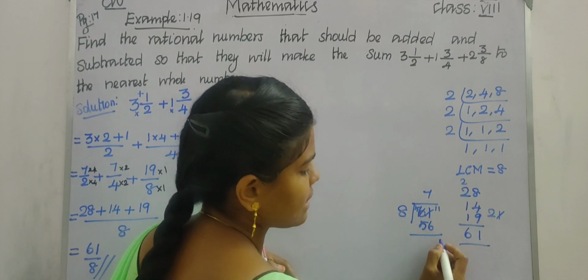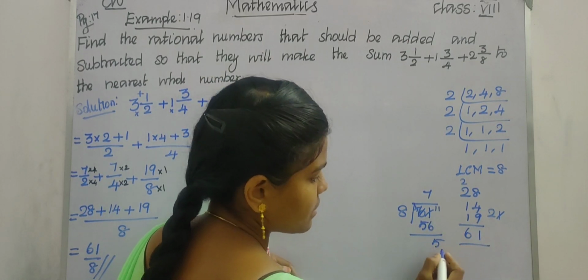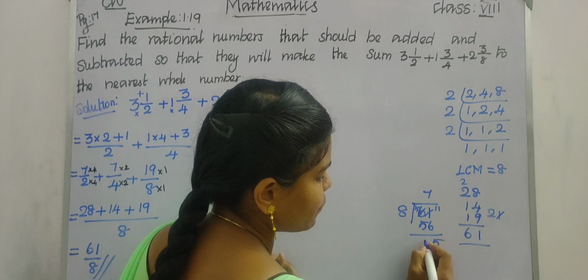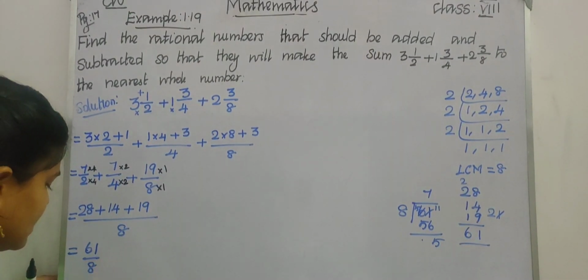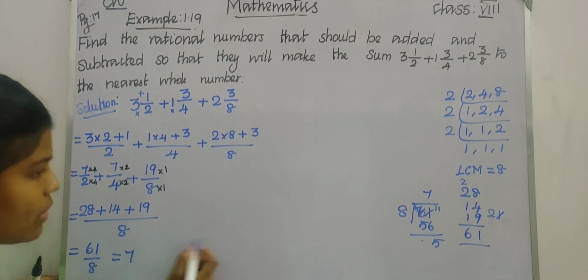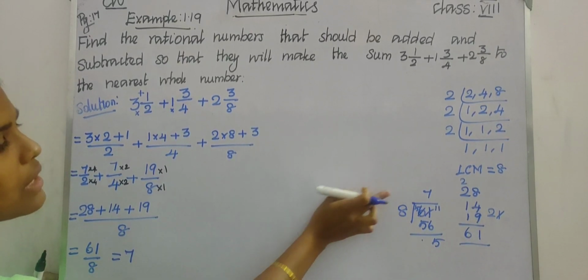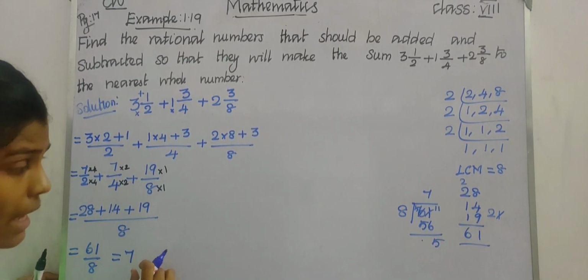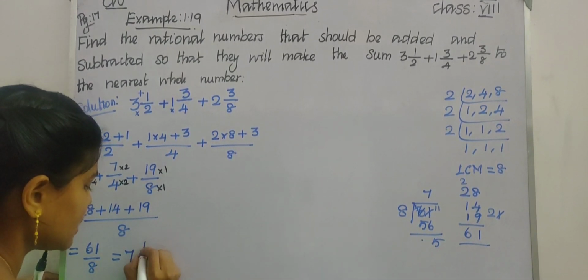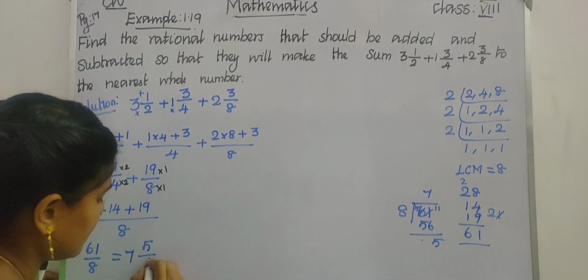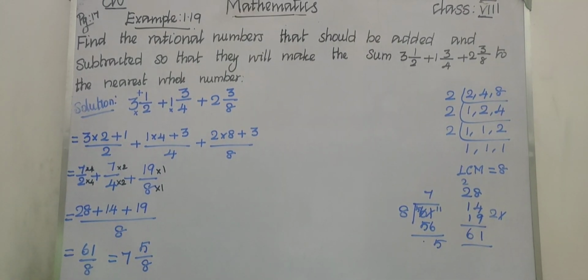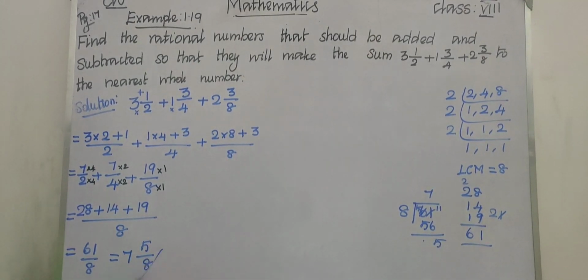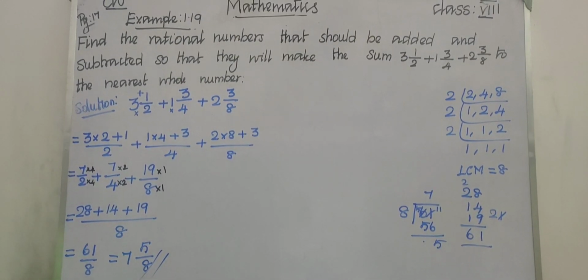So 11 minus 6. Okay, 5 and 6. 5 minus 5, 0. So what will you get? The answer we are getting is 7. Okay. The quotient we will write in the whole number place, and the remainder as the numerator and the divisor in the denominator. So that we got the answer as 7 5 upon 8. Okay children. But what is the question?